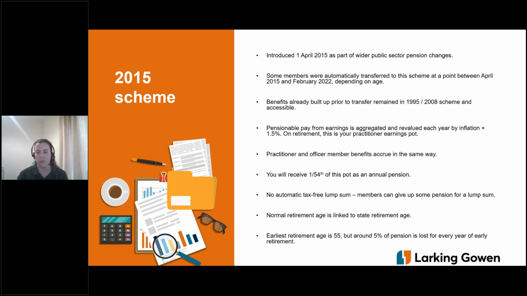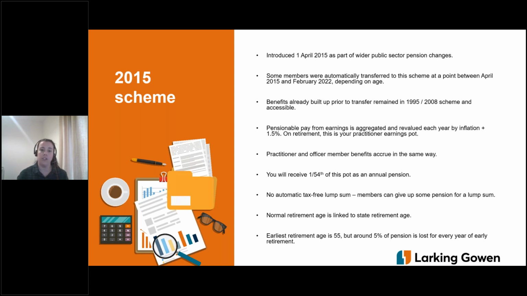Again, we've got an example just to put some context behind it. Similar to the 2008 scheme, no automatic tax-free lump sum, but you can give up some of your pension, same ratio, every pound pension, £12 lump sum.